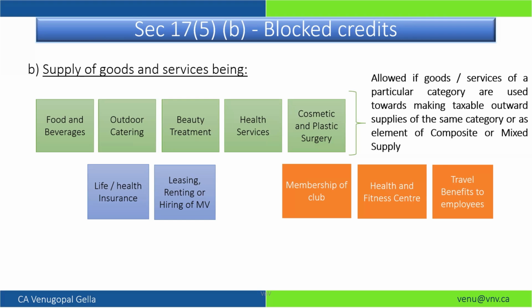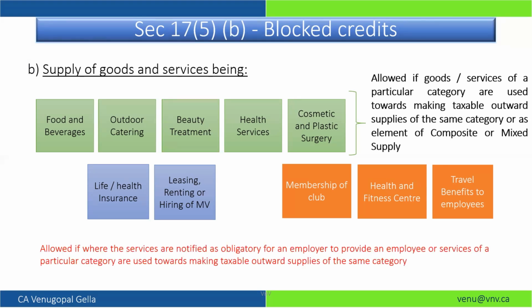Another time it can be allowed is when it is mandatory under law. For example, if you have a factory, under the Factory Act there are various conditions you have to comply with in order to continue the business. One of the conditions of the Factory Act is that if you have more than 100 employees, you have to provide canteen service to them. In that circumstance, even though it is covered under block credit, due to the exception provided, you will be eligible for ITC of the same.